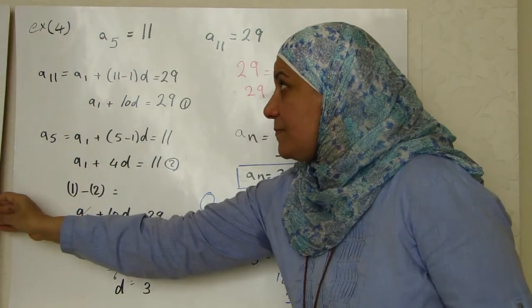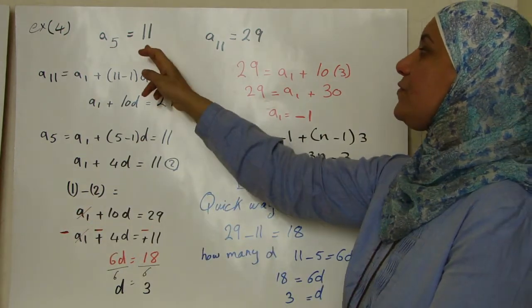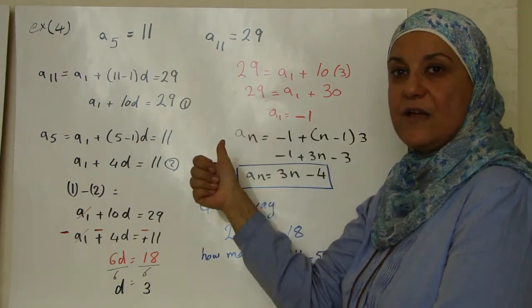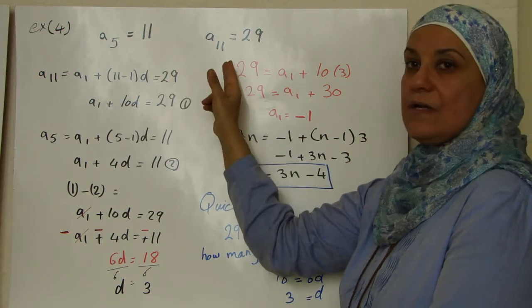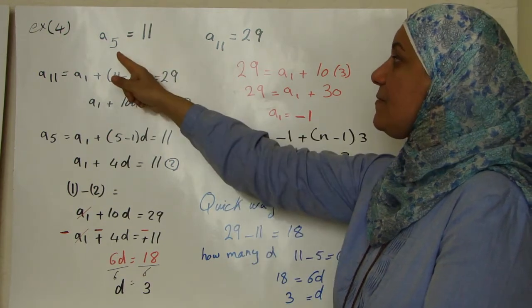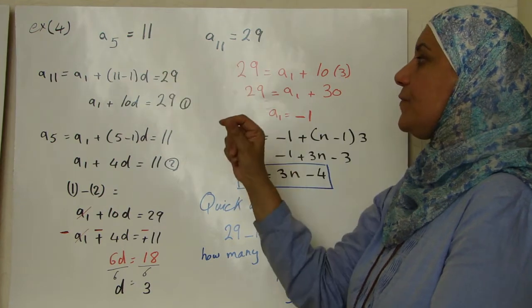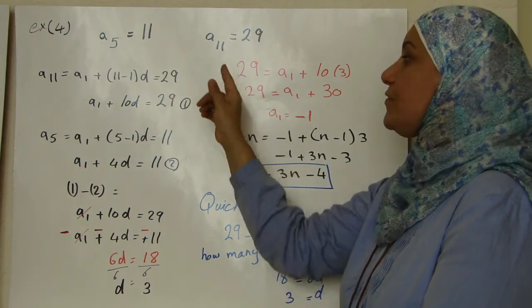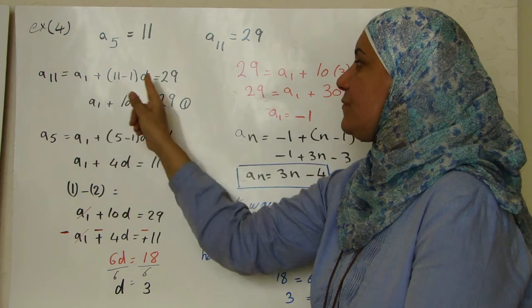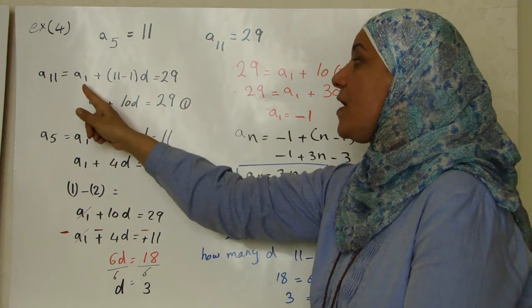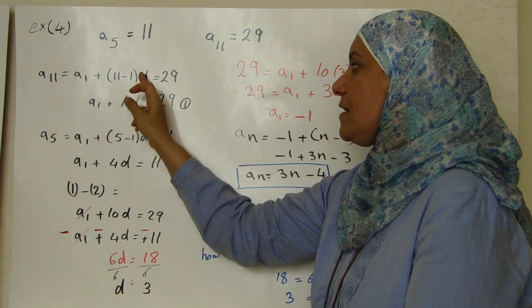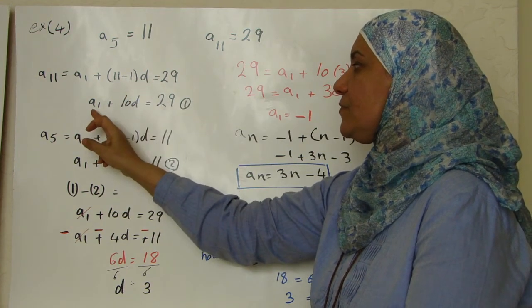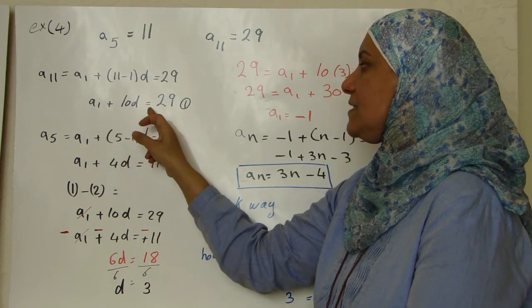Let me have another example. In this one I have neither a1 nor the d. I only have 2 terms: the fifth term and the 11th term. So what am I going to do? I'm going to put the 11th term, which is a11, which is equal to 29, equal to a1 plus 11, which is the n, minus 1 multiplied by d. So it is going to be a1 plus 10d equals 29.